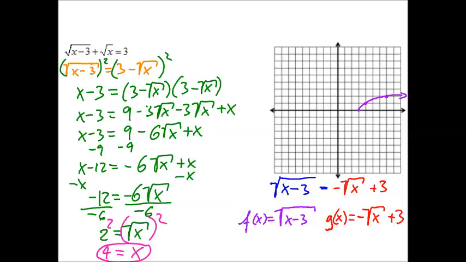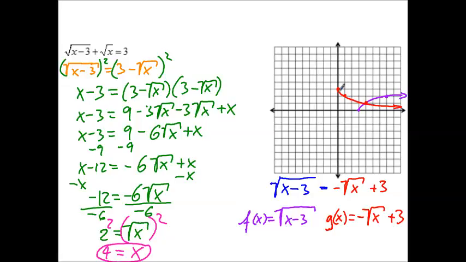g of x starts 3 steps up. It doesn't have to go to the right or left. And here is our first point. But we have a dilation of negative 1. That means we have to flip the graph. So when we go to the right, instead of going 1 up, we go 1 down. And as we go 4 to the right, we go 2 down. And here is our other graph.